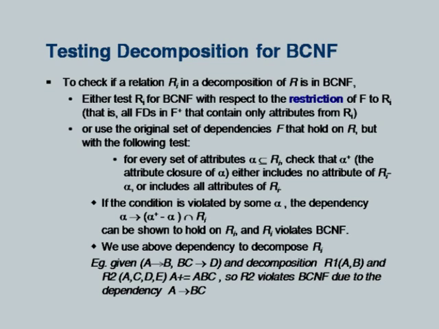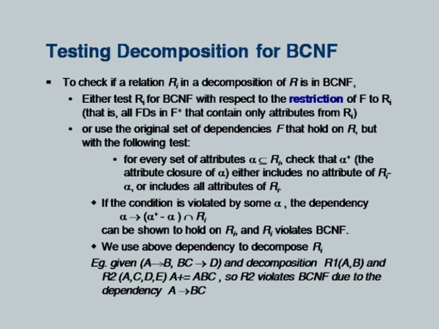So here is a slightly easier, although still time consuming, test, but from a human perspective it's a lot easier. The straightforward way is, by definition, to test each decomposed relation using all the functional dependencies that hold on that relation. That is basically the subset of F plus which contains only attributes in that relation, denoted by Fi. So Fi is the restriction of F to Ri. But that is very time consuming.